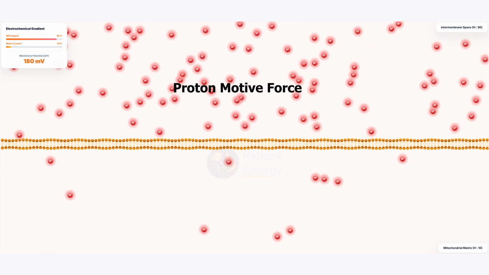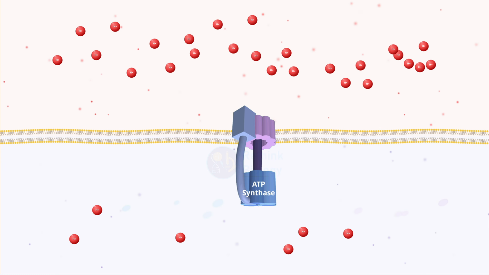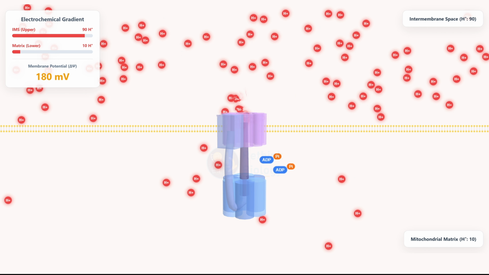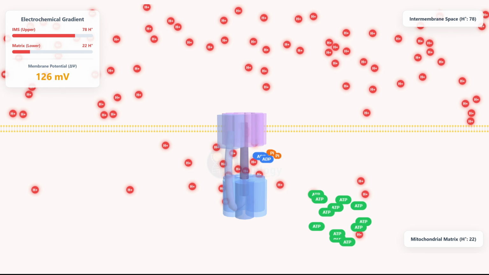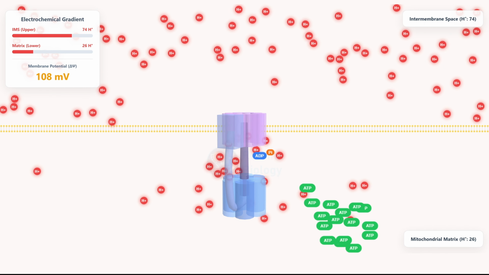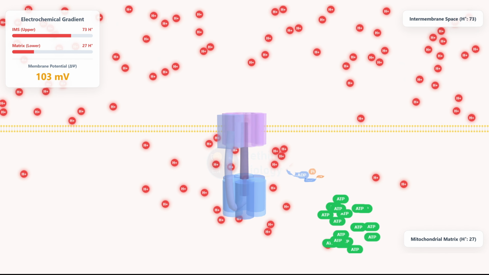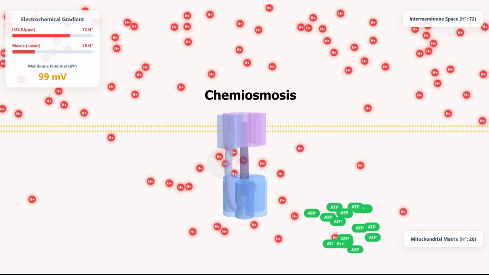There is only one way back in. They must pass through a specialized turbine called ATP synthase. ATP synthase, or complex 5, functions like a literal microscopic rotary motor. Watch our video on the ATP synthase to see how it works. Briefly, one by one, protons flow through like water turning a water wheel. This flow of protons down their gradient is called chemiosmosis.